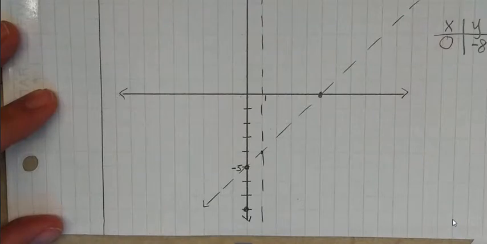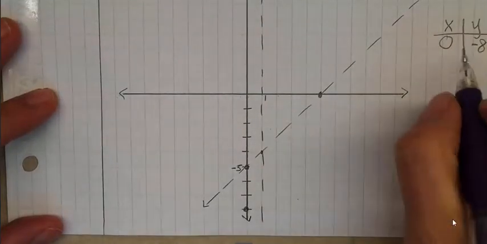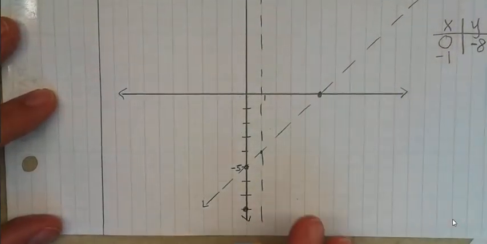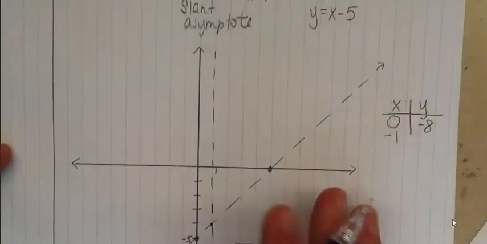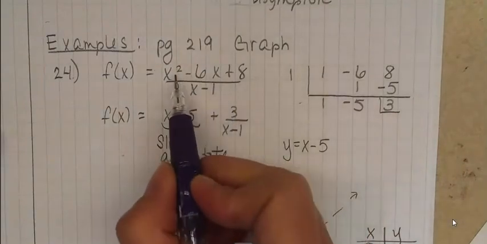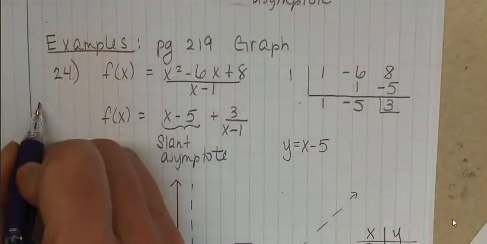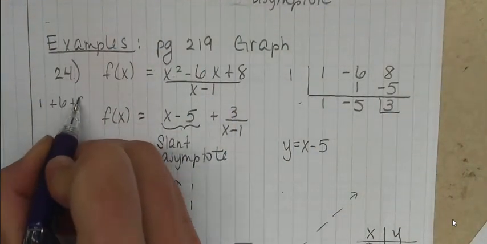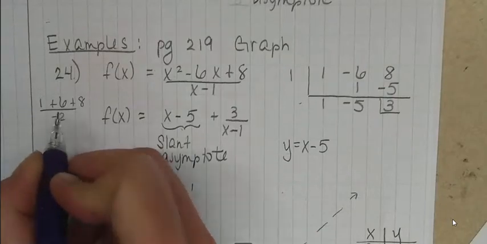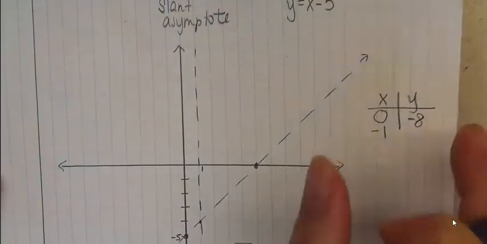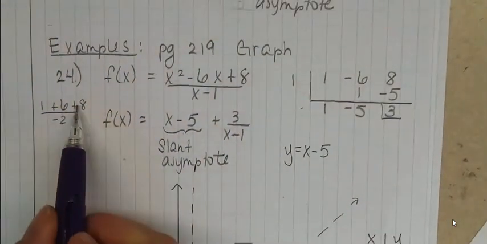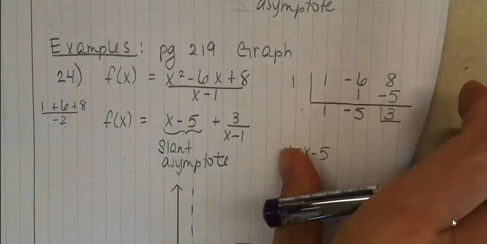Now you can check a whole bunch of points here. Like if I plug in -1, what's going to happen? Well, if I plug in -1, I end up getting, let's check it out, 1 plus 6, I'm just going to write that over here, plus 8 over -2. So I get about -7.5. Is that right? 14, 15 divided by -2.